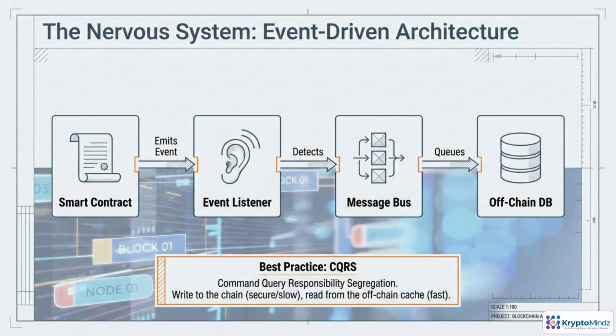This is CQRS in action. Commands write to the chain, while queries read from the off-chain cache. You keep on-chain data authoritative and secure, while user-facing apps stay fast and responsive.